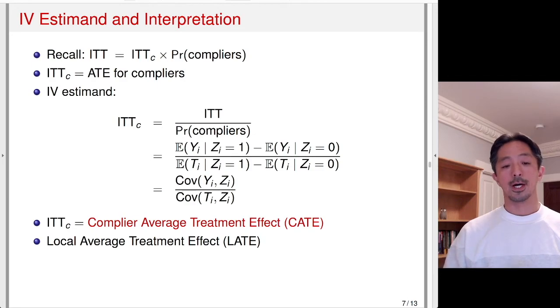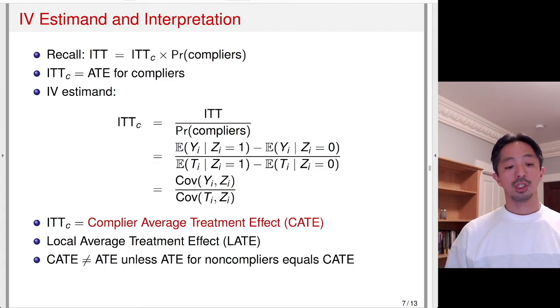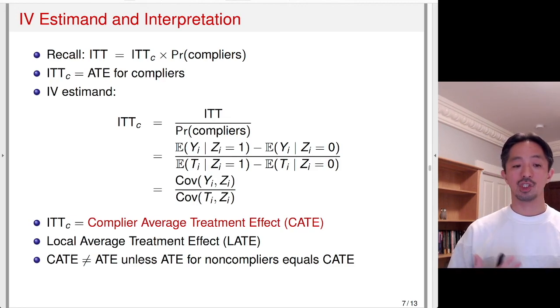It's local because it's a treatment effect for the local population, not the entire population. And it's important to emphasize that the Complier Average Treatment Effect is not necessarily equal to the overall average treatment effect, unless the average treatment effect for non-compliers equals the complier average treatment effect. Remember the non-compliers were always takers and never takers, where the defiers are assumed to not exist here. So unless the average treatment effect is the same between the compliers and non-compliers, we cannot say that this instrumental variables estimate can be generalized to the whole population.